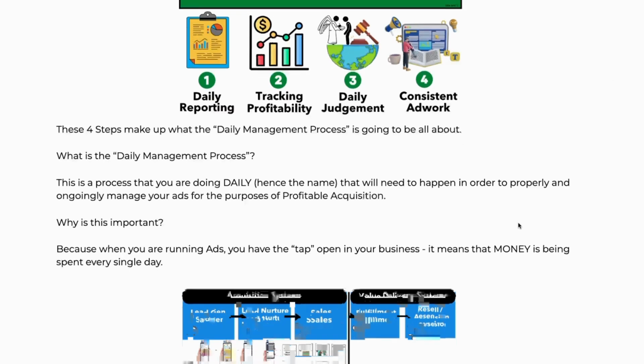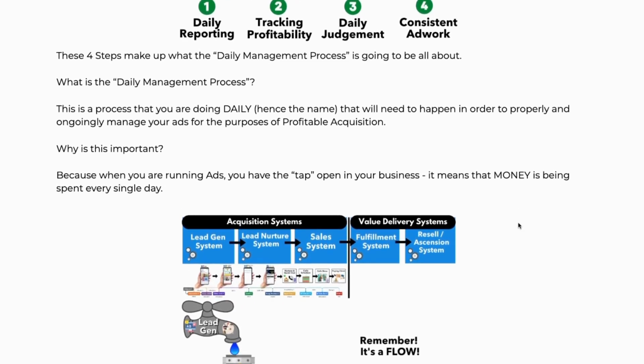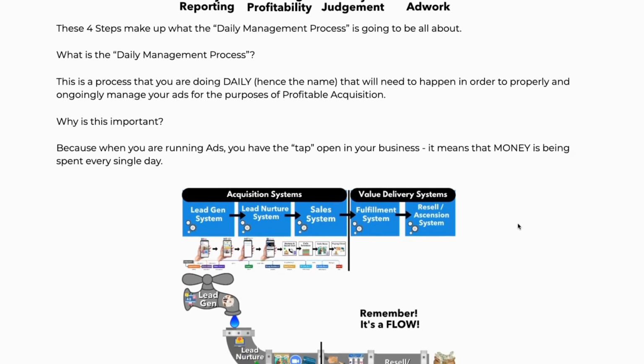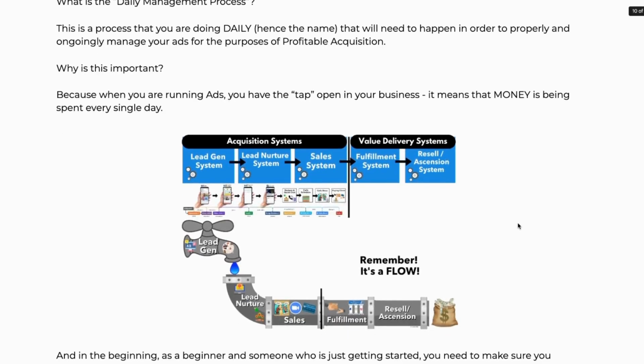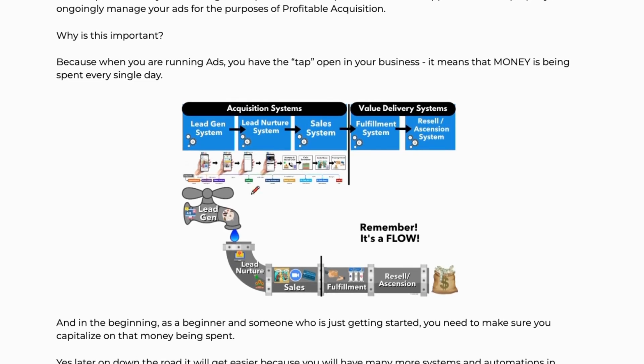Now, why is this important? We're going to talk more about this later on inside of this training as well. When you're running ads, you have this tap on, right? Imagine you had a sink with water that's just running. You have this tap on in your business, which is the ad spend, which is this tap right here. And then obviously you have the flow that's coming through in terms of the leads that are coming through, right? That means money is being spent every single day in your business when and if you are actually running ads.